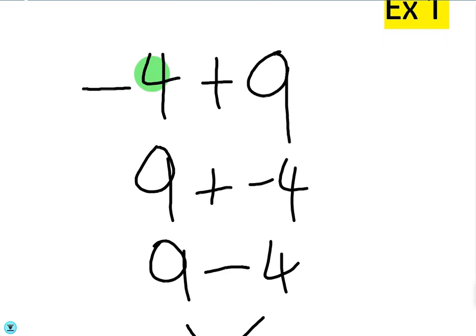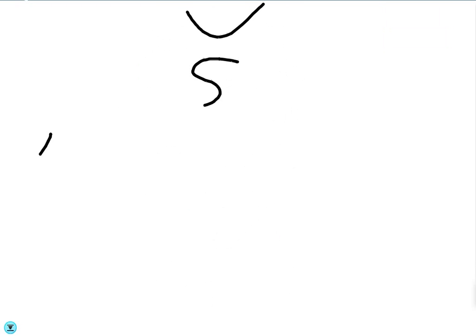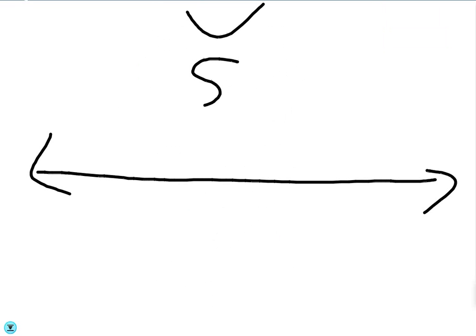But again, if we draw the number line out, if you forget that rule, you can always do negative 4 plus 9 on the number line. Okay? Here's 0, and we're going to put the answer here.